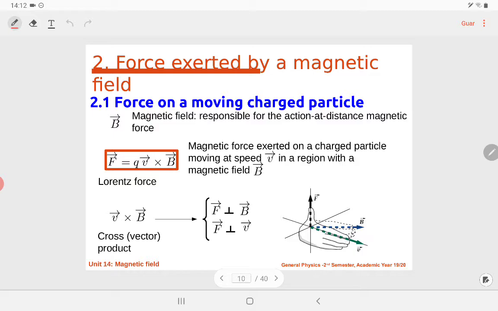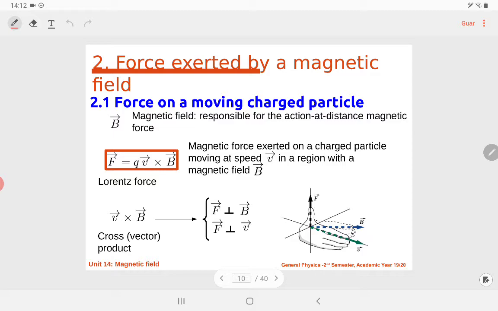Another one is with your fingers. Again, it's the right hand, and with your index finger you have to point to the first vector, which in our case is v, the velocity. And then with your middle finger, you have to point towards the second vector, which in our case is B, the magnetic field. In this way, your thumb will point to the cross product of both.